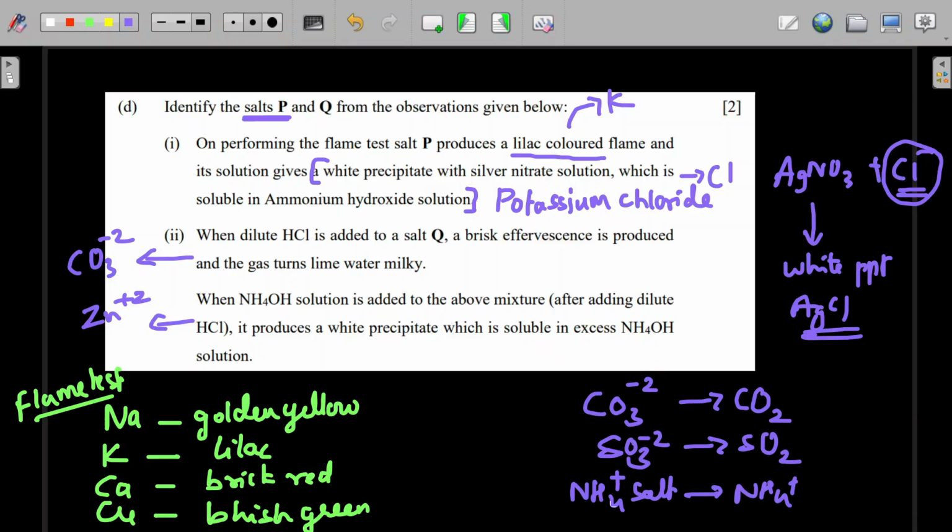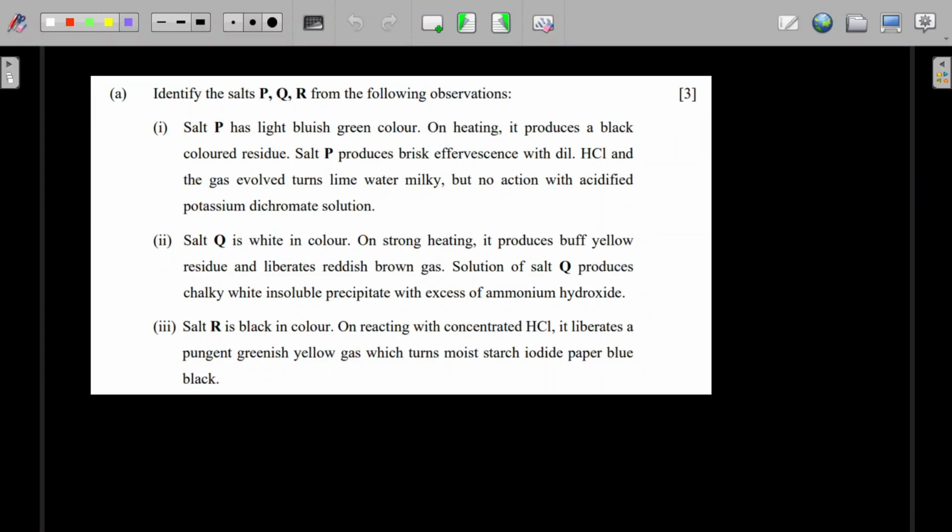Do not write carbon dioxide gas here, because they ask you to identify the salt. So your salt is zinc carbonate. If I write zinc bicarbonate, that is also not wrong. If I write zinc sulfite, because SO2 gas also turns lime water milky, that can also be accepted here, even bisulfite. But zinc carbonate is fine.